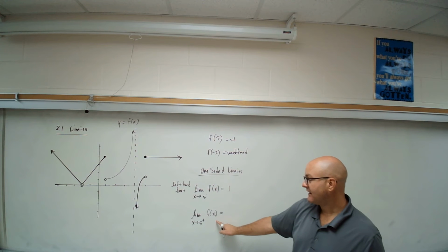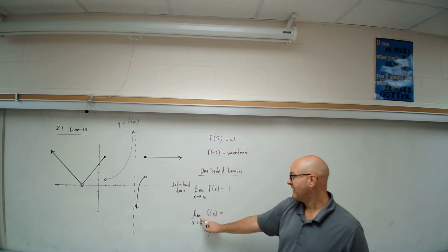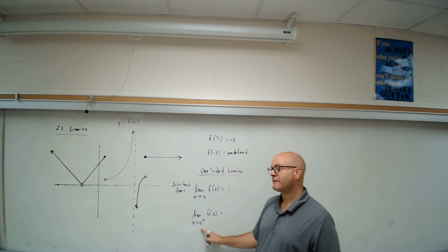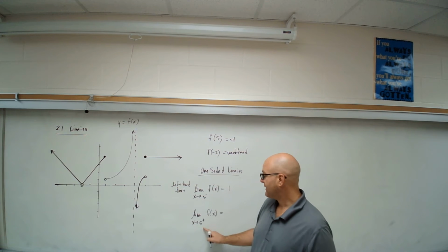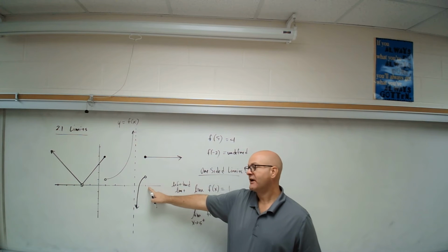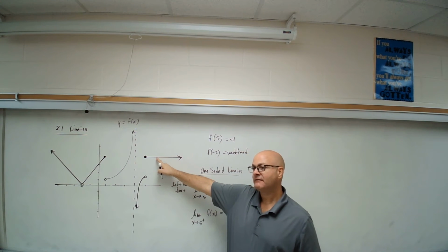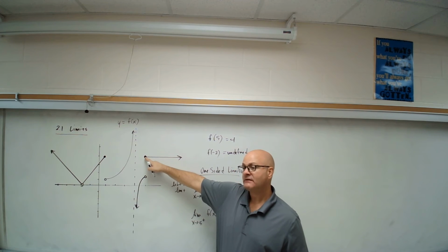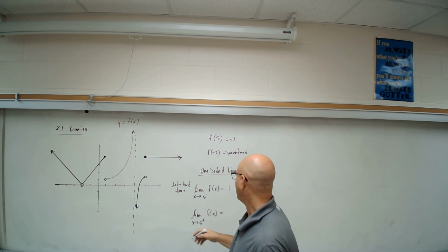Then this is the next limit we want to do. This is the limit of f of x as x approaches 5 from the right. For this one, you'll still start at 5, but you want to go a little bit to the right of it and then approach that point. If you do that, it puts you up here, doesn't it? And you approach that point. So that would be 4.